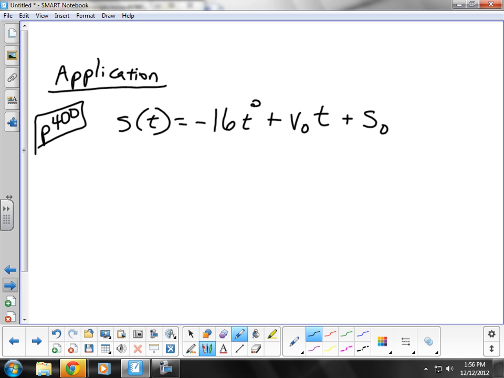The sub-zero, that usually means initial. This is a physics equation. In most physics equations, when you have the sub-zero thing, it means the first one. So it was the initial velocity, because if it's dropping, it's going to speed up, right? So it wants its initial velocity and its initial height. Okay? S stands for the height in feet.